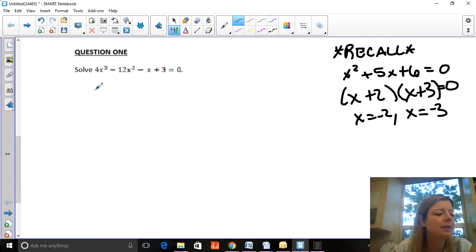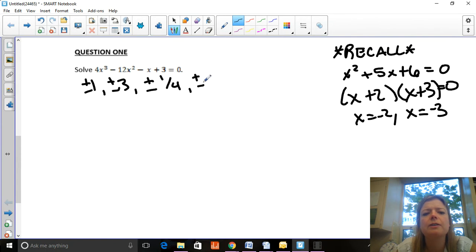So this one can either be factored by grouping or by synthetic division. I'm going to show the synthetic division way just to refresh your memory, and then I can quickly also show you the grouping way as well. So we can take a look at what our factors would be, okay? So our constant is 3, so plus or minus 1 and plus or minus 3 are the integer factors. Then we would have plus or minus 1/4 and plus or minus 3/4. And then plus or minus 1/2 and plus or minus 3/2.